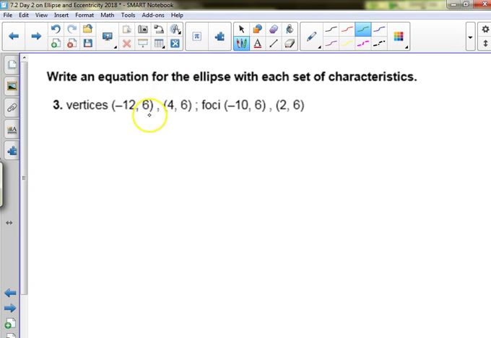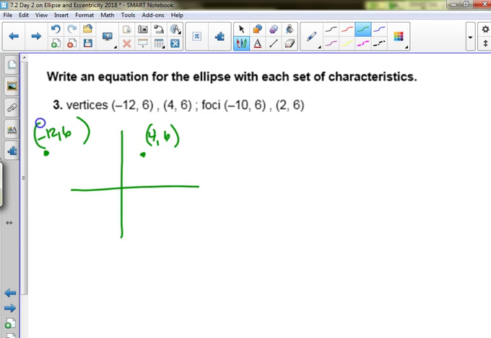All right. Vertices. Again, sketching helps me. Negative 12, positive 6 is out here somewhere. Positive 4, positive 6 is up here. Okay, what do you know right away? You know a whole bunch of stuff. If those are the vertices, not the co-vertices, you know that's the major axis.